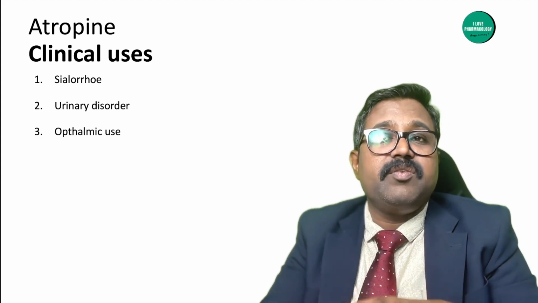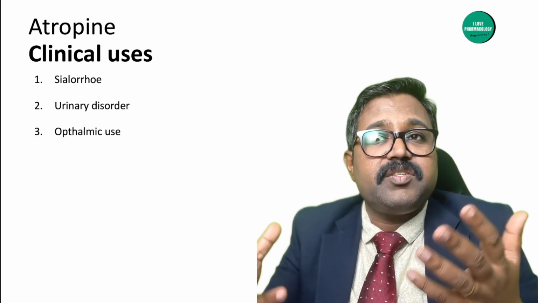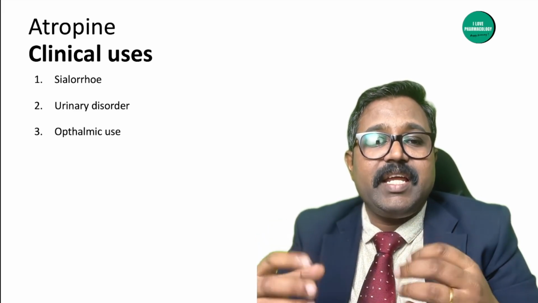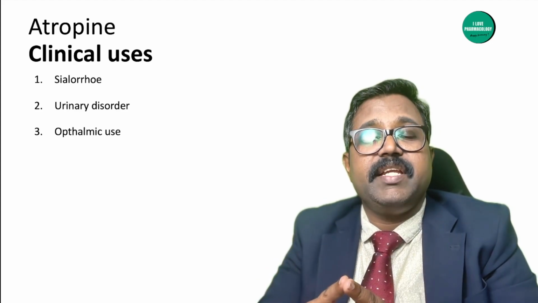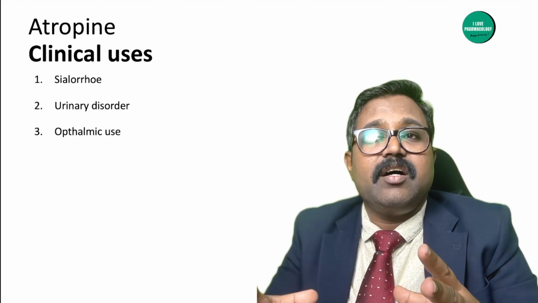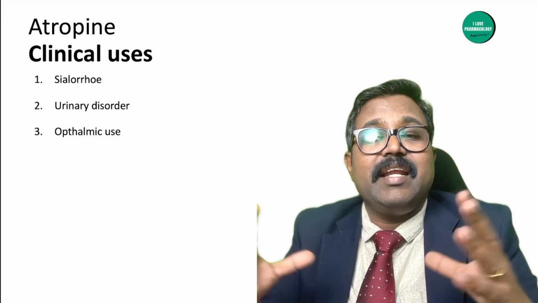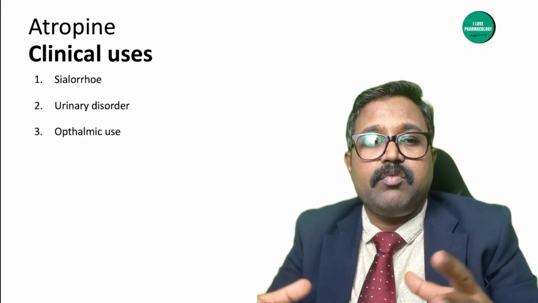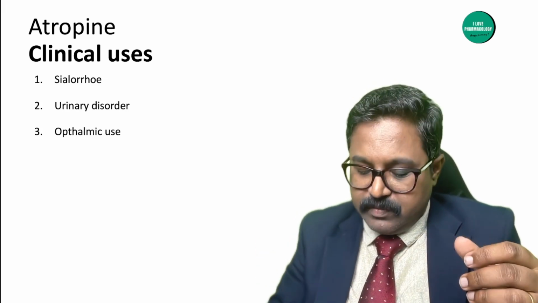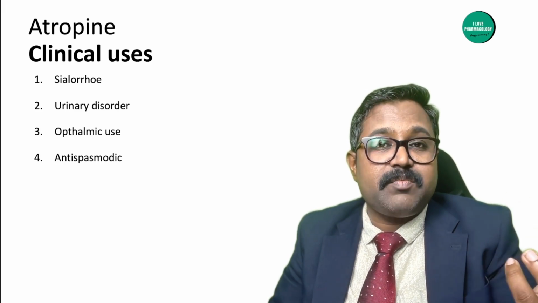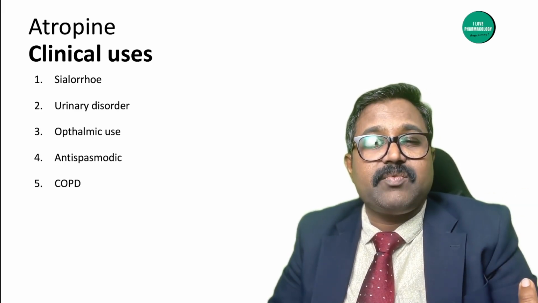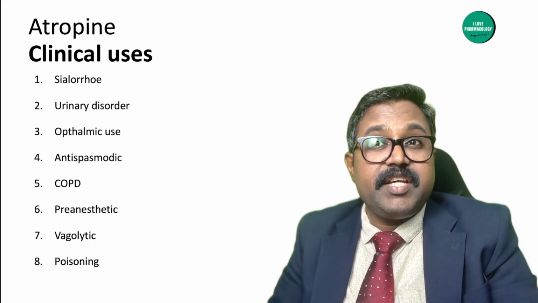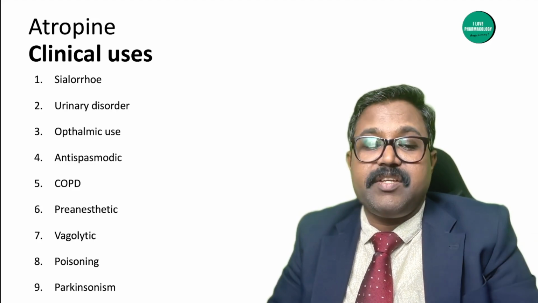Ophthalmic use: it can be used for dilatation, and atropine is used especially in children because their ciliary muscle tone is very high. But atropine should never be used in adults because the loss of accommodation and dilatation will remain for 7 days, and the patient will have blurred vision for almost 7 days, which is not acceptable. It also has an antispasmodic action. It can be used in COPD as well as asthma, as a pre-anesthetic agent, as a vagolytic agent, in case of poisoning, and in Parkinsonism.